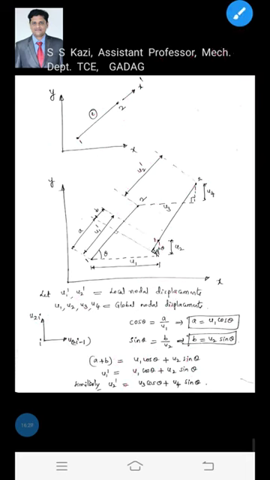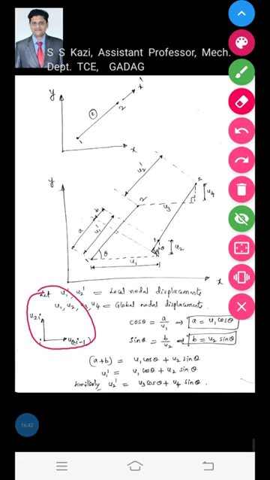The DOF numbers you will get for node number 1 are u1, u2; for node number 2, u3, u4; for node number 3, u5, u6, because there are two unknowns at each node, that is, one is the x component of displacement and another one is the y component of displacement. Like this, you should know how to write the DOF numbers.